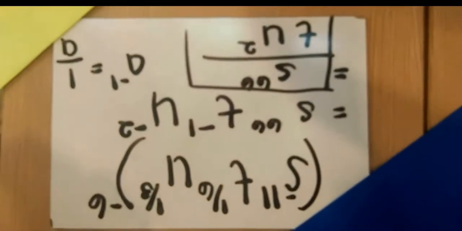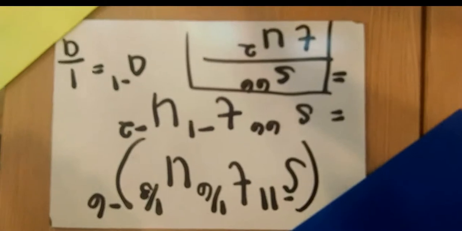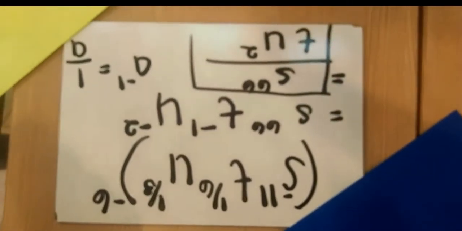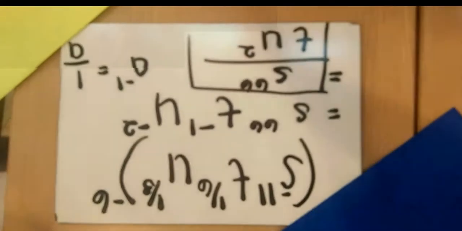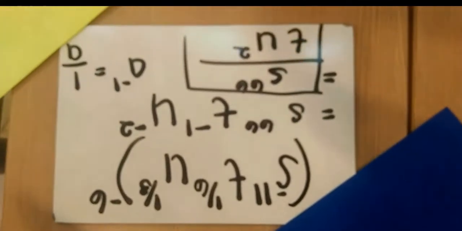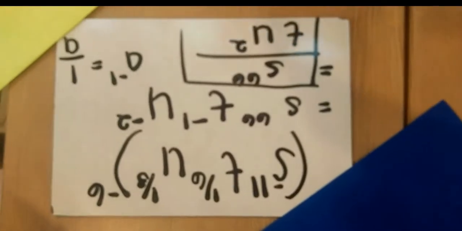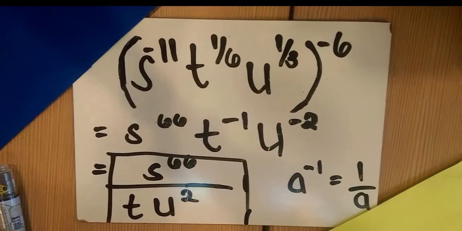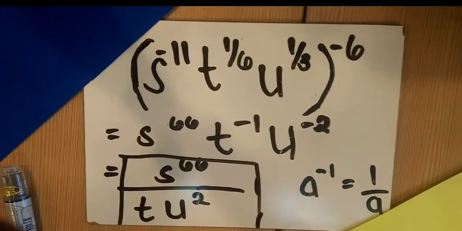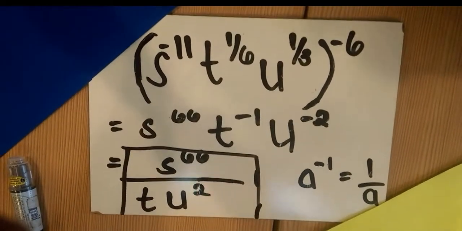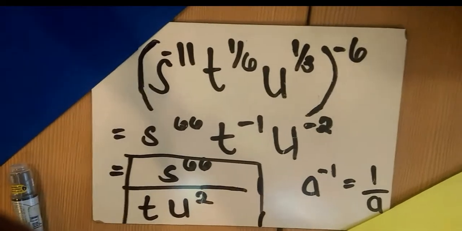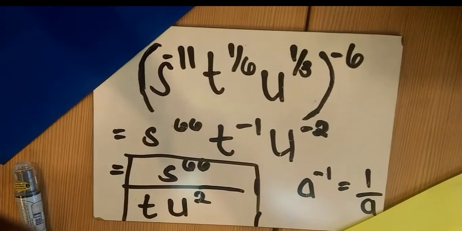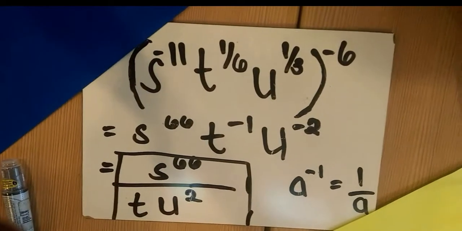Let's try to find the simplest form of the quantity s raised to negative 11, t raised to 1 over 6, u raised to 1 over 3, raised to the power of negative 6. Multiply the exponent negative 6 to the exponent of s, t, and u. If you multiply negative 6 to each variable, the answer will become s raised to 66, t raised to negative 1, and u raised to negative 2.